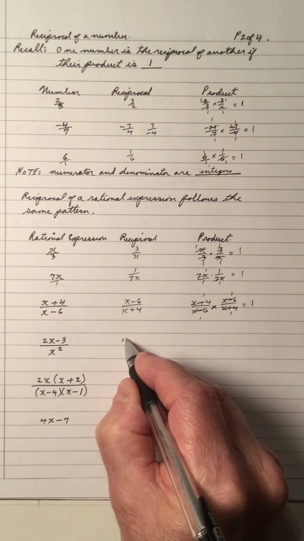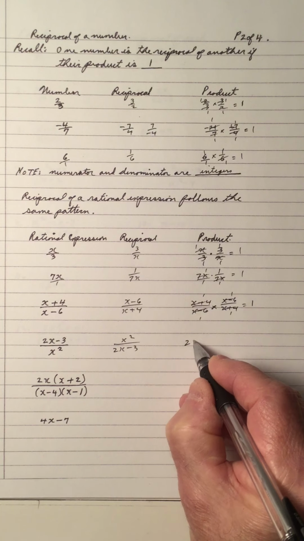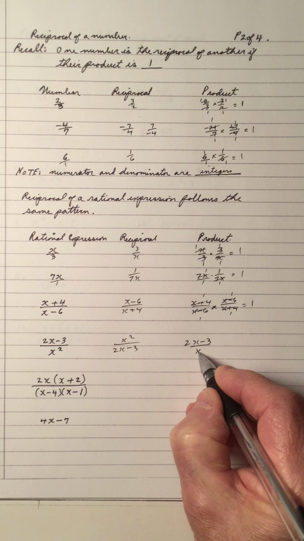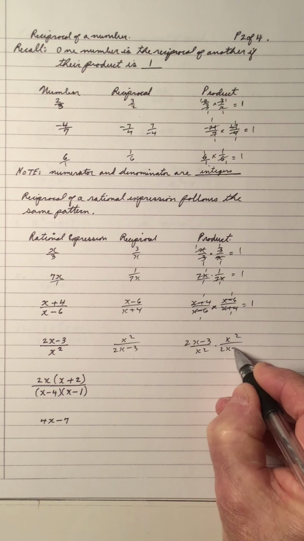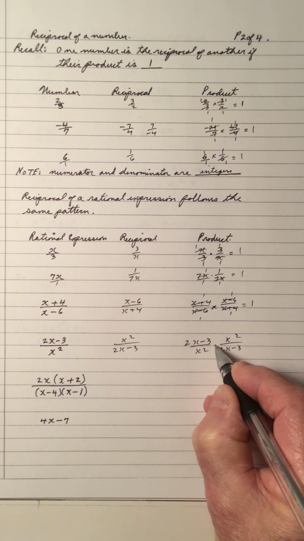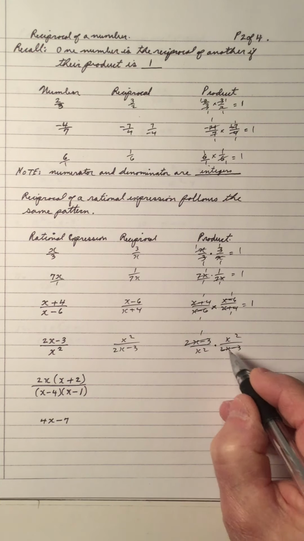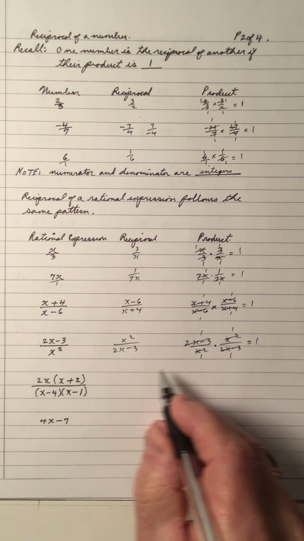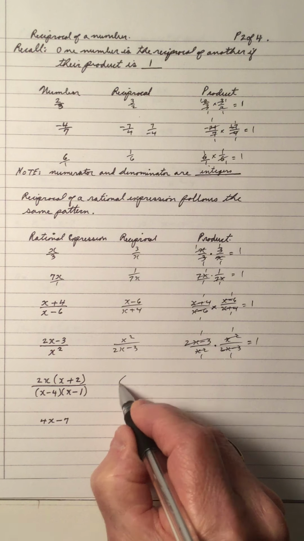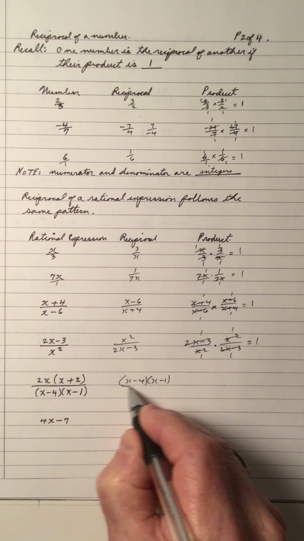Reciprocal of x squared over 2x minus 3 is 2x minus 3 over x squared. Times x squared over 2x minus 3. We're multiplying. We can cancel. 2x minus 3 cancels top and bottom. X squared cancels top and bottom. We get 1 over 1, which is 1. And again, a reciprocal is just turn it upside down, turn it over.